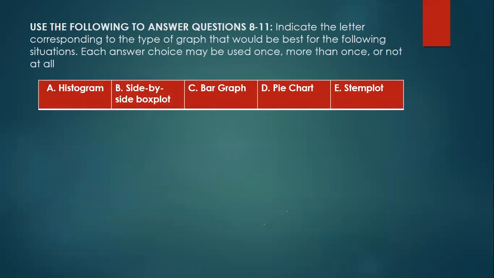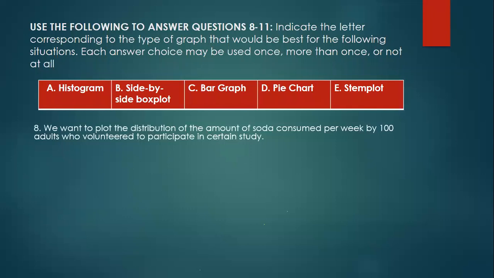Let's do a question. It says that using the following to answer questions 8 to 11, indicate the letter corresponding to the type of graph that would be best for the following situations. Each answer choice may be used once, more than once, or not at all. So 8 says that we want to plot the distribution of the amount of soda consumed per week by 100 adults who volunteered to participate in a certain study. Which graph can we use to represent this?